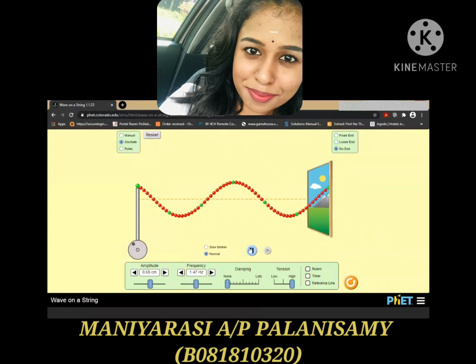For the no end, since the end is infinite, the wave produced will pass continuously without interactions. Therefore, the wave does not bounce back.